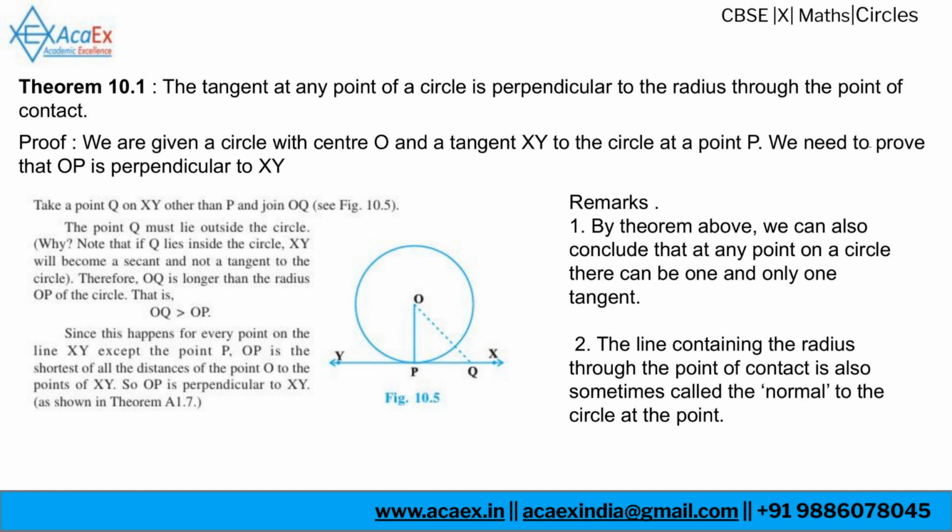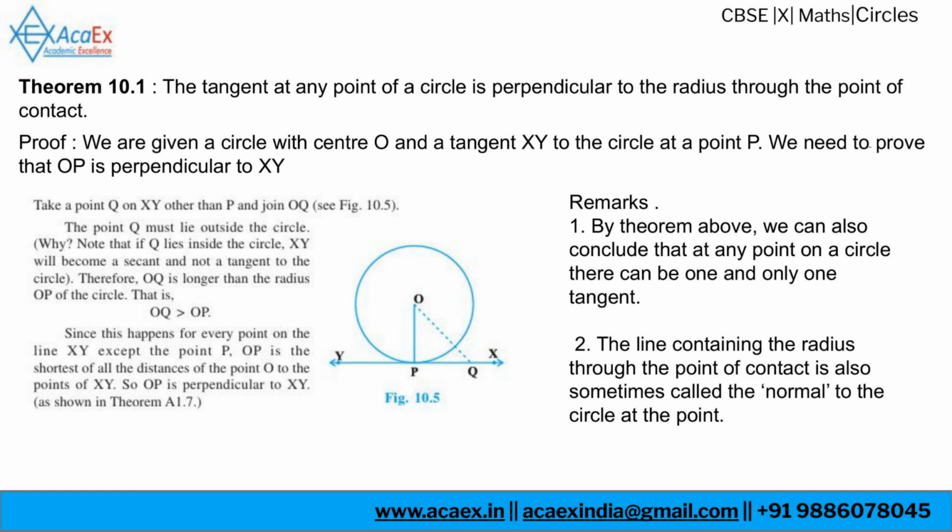Theorem 10.1. Theorem: the tangent at any point of a circle is perpendicular to the radius through the point of contact. Proof: imagine a circle with center O and a tangent line XY that touches the circle at point P. To prove that the radius OP is perpendicular to the tangent XY, consider any other point Q on the line XY. This point Q must lie outside the circle. Otherwise, the line would be a secant, not a tangent.